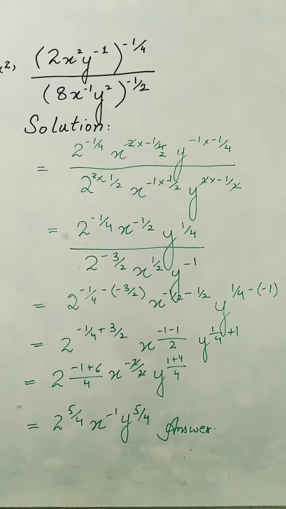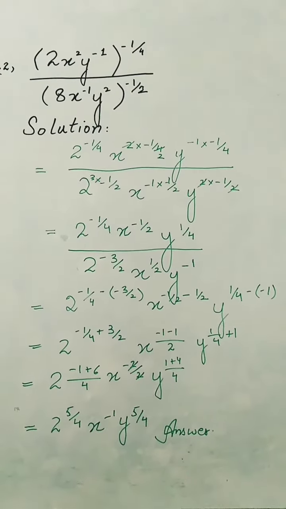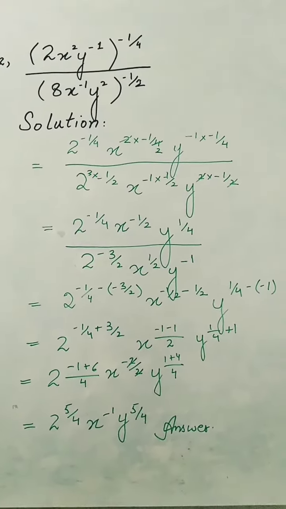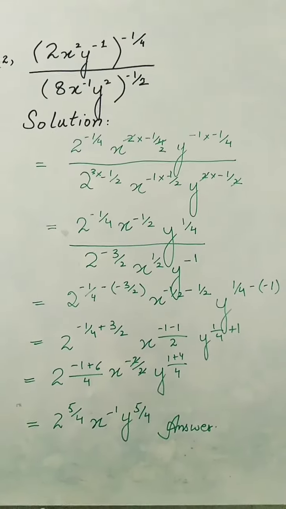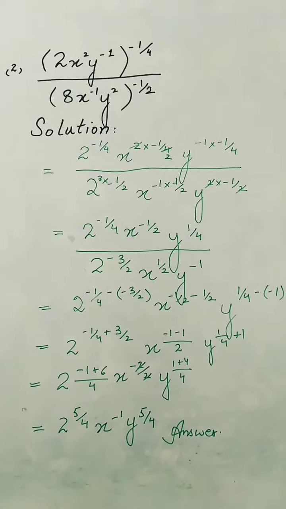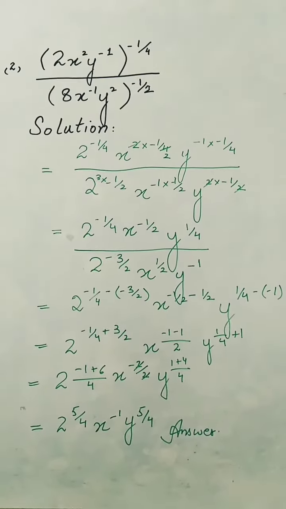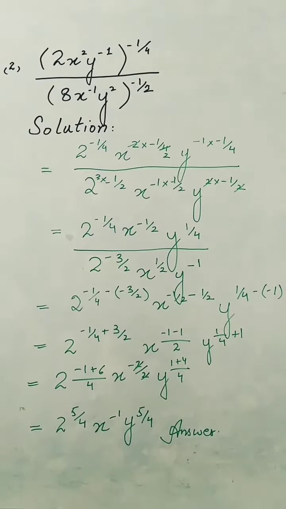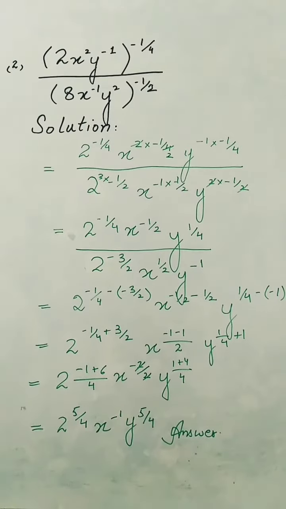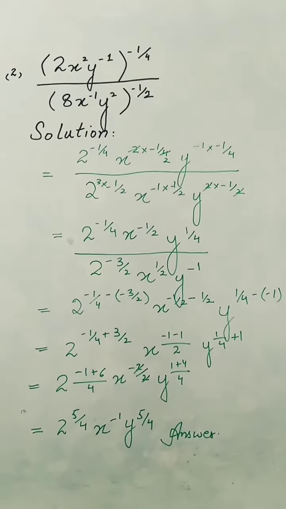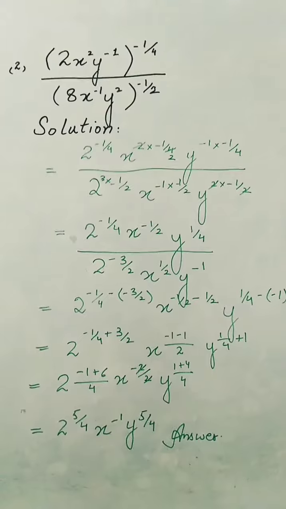Now look at another question in which a division is involved. The question is (2x^2 y^(-1))^(-1/4) divided by (8x^(-1) y^2)^(-1/2). First we will solve the brackets individually and then we divide these expressions with each other.